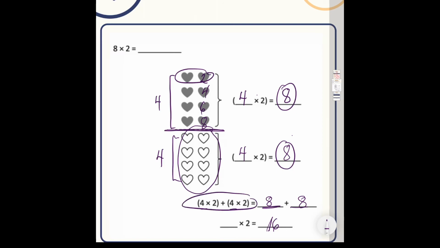Let's take a look at the distributive property here. Now, since we combine that, the number of hearts did not change. It's just the number of rows will change here because we are going to add these two, and it's going to be 8. Is 8 times 2 16? Yes, it is. So let's write that down over here.